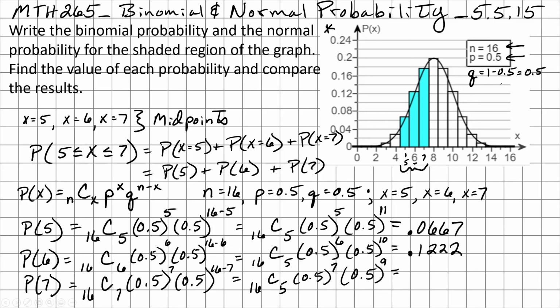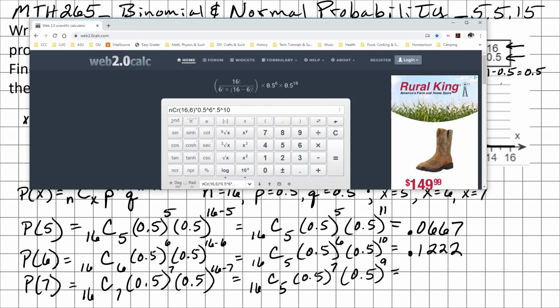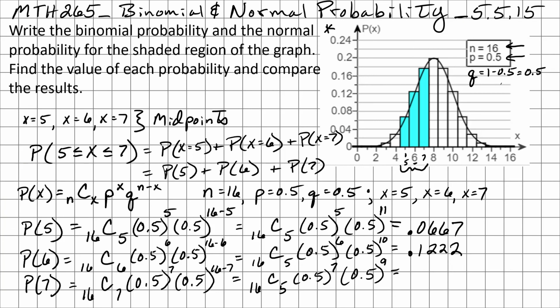And then we'll do the same thing for P of 7. So bring the calculator back, click this, change the 6 to a 7, change this 6 to a 7, change this 10 to a 9. And then I click equals, and I end up with 0.1746. Now remember though, I want to find P of 5 plus P of 6 plus P of 7, and so I simply add these three together, and we end up with 0.3635.